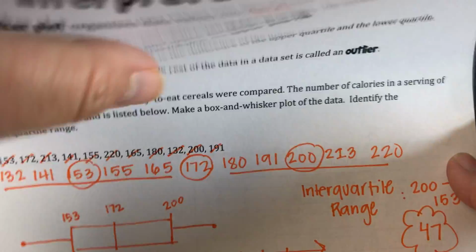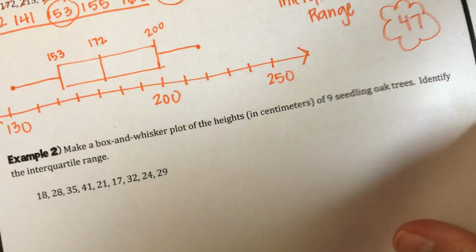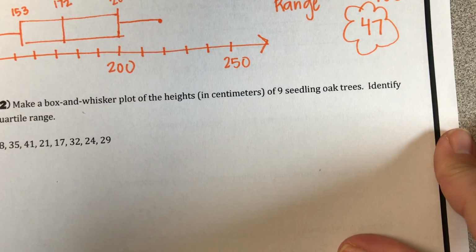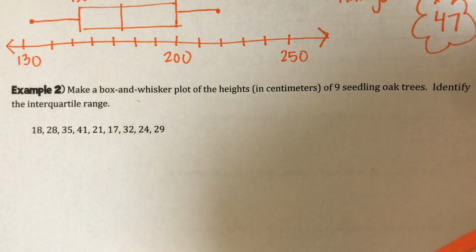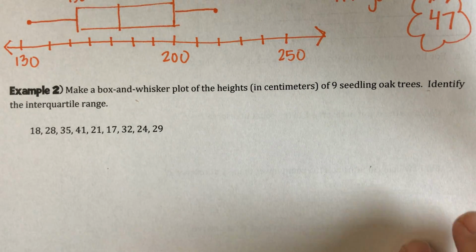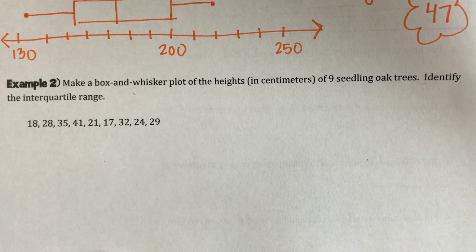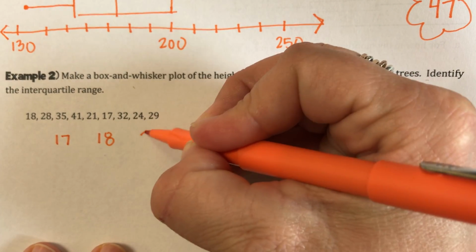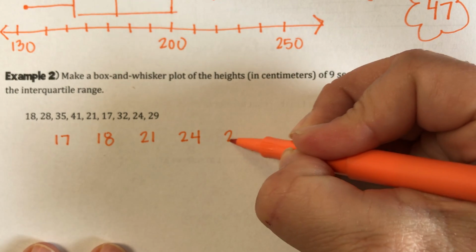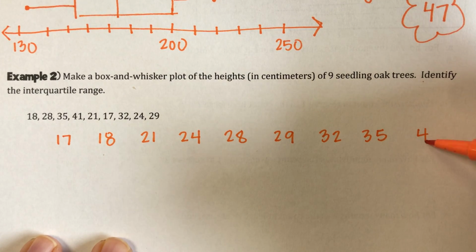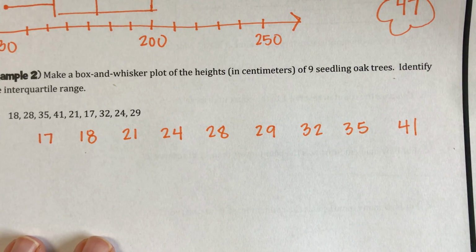Okay, let's look at example number 2. On number 2, make a box and whisker plot of the heights in centimeters of 9 seedling oak trees and identify the interquartile range. So I'm going to put my numbers in order. If you want to pause it and put yours in order and then check, you can. But what you should end up with is 17, 18, 21, 24, 28, 29, 32, 35, and 41. Okay, those are our numbers in order.